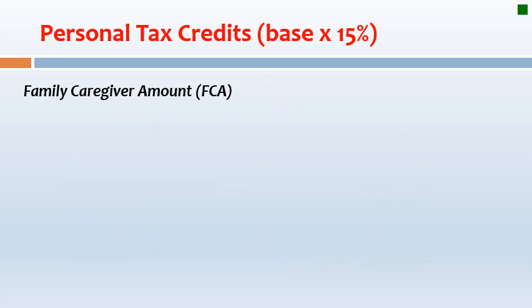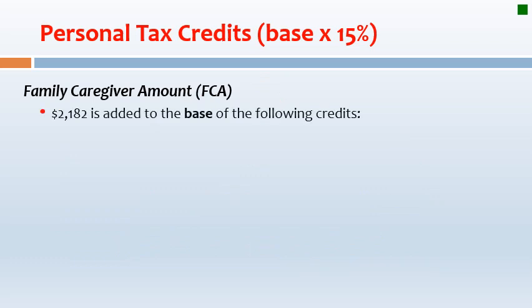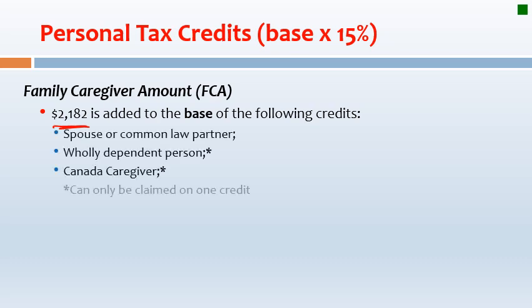Next up, we have the family caregiver amount, which is actually a supplemental credit, meaning this amount that's listed here is going to be added to the base of several of our different credits. We have the spouse credit, wholly dependent person, the Canada caregiver, and it's worth noting that this can only be claimed on one specific credit, so you can't double up. If one person, for example, is eligible for the wholly dependent person credit, they cannot also get the Canada caregiver credit and have an FCA amount on top of that.